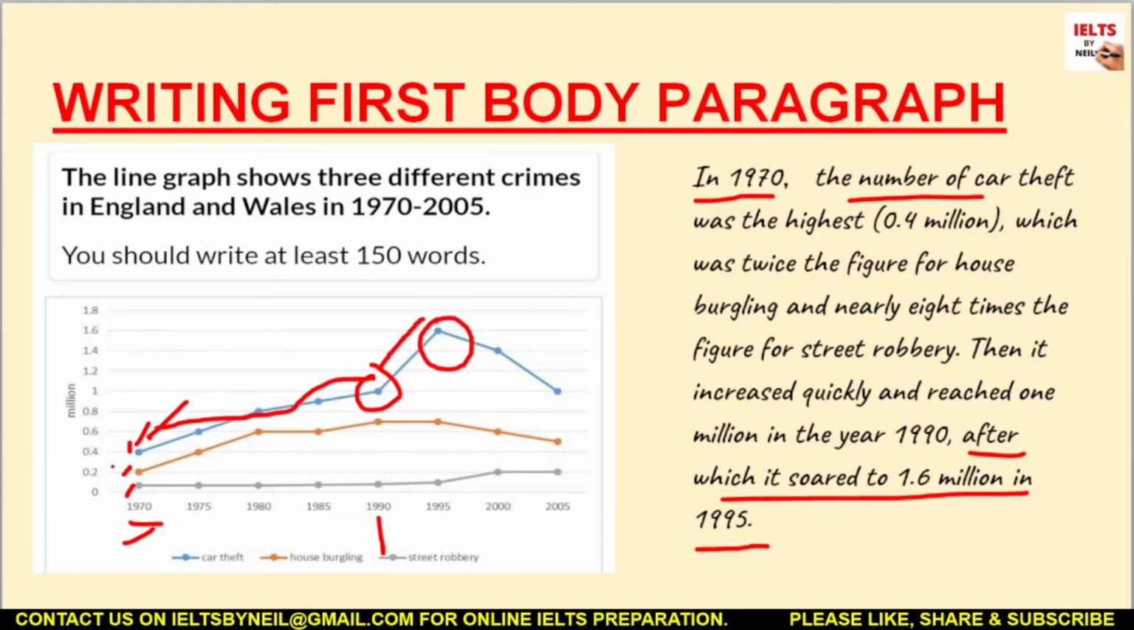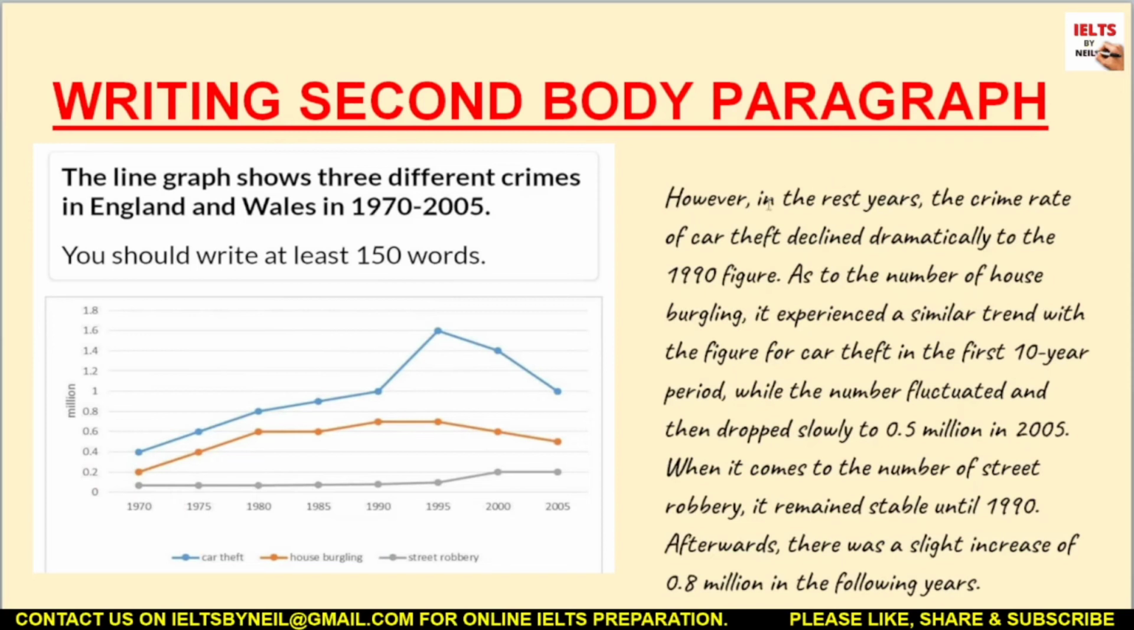Now I've talked about 1970 for all the three crimes, and I've covered this car theft, the blue one, right? Let's see how we have to write the second body paragraph. In the second body paragraph we have said, however, in the rest of the years the crime rate of car theft declined dramatically. Means after that, these remaining years here, it declined, right? So that is finished.